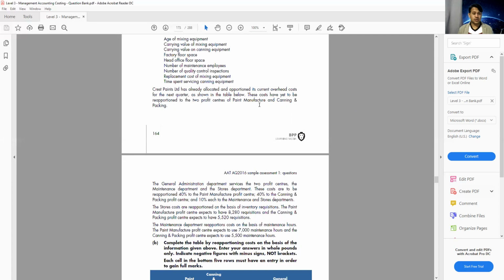So this information is very, very important. They're asking to reapportion all the overhead to these two profit centers. Number one is paint manufacturer, number two is canning and packing. So normally, we reapportion all the service department costs to the manufacturing department, isn't it? All the service department costs we move to the production department or manufacturing department.